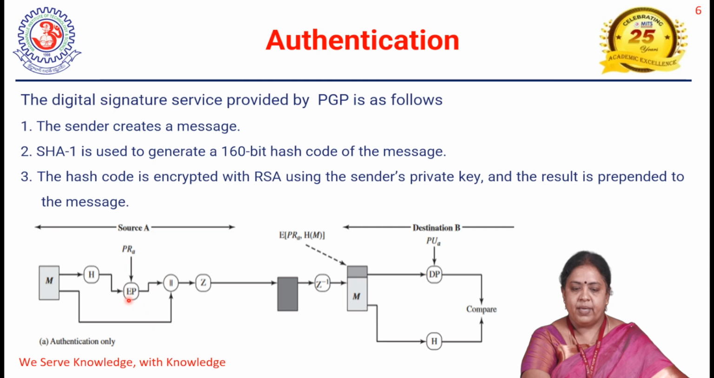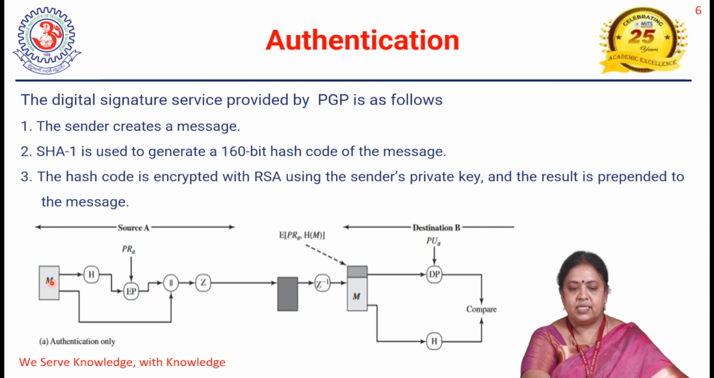That hash code will be encrypted. This is a public key encryption, EP, by using the private key of the sender, and that will be concatenated with the original message. The encrypted hash code is concatenated with the message. Then that will be compressed by zip. Zip is used for compression. So that will be sent to the receiver. That whole thing is compressed.